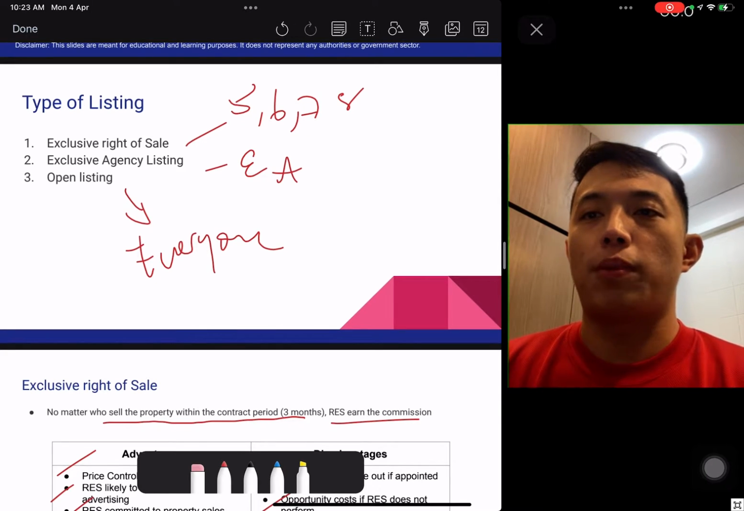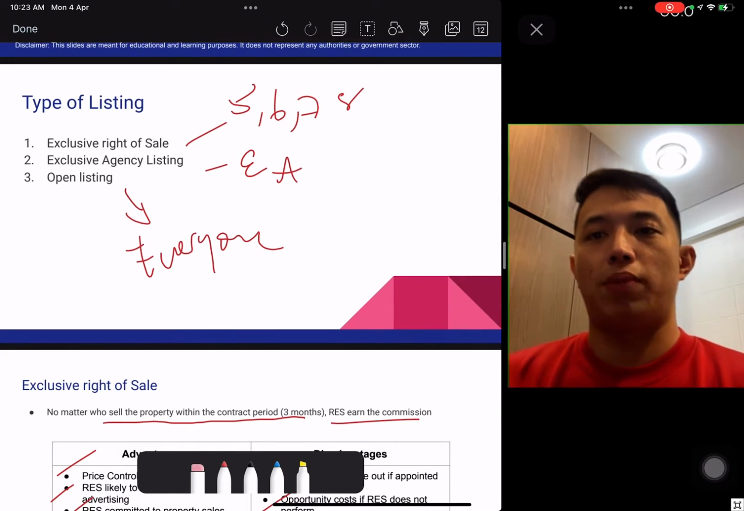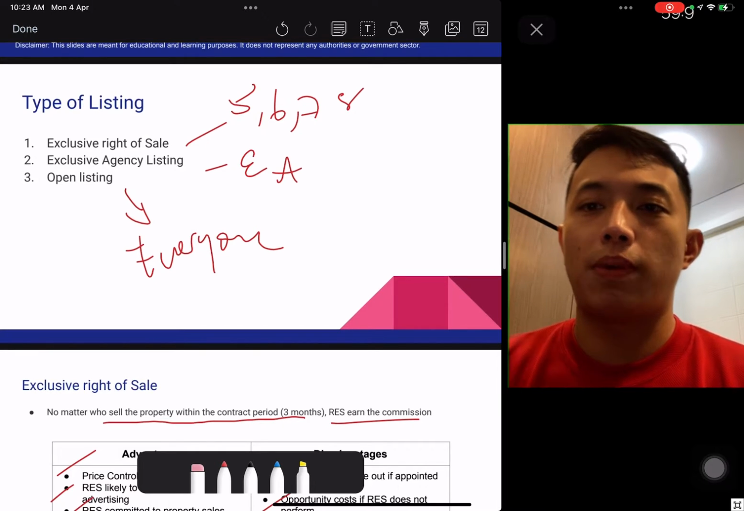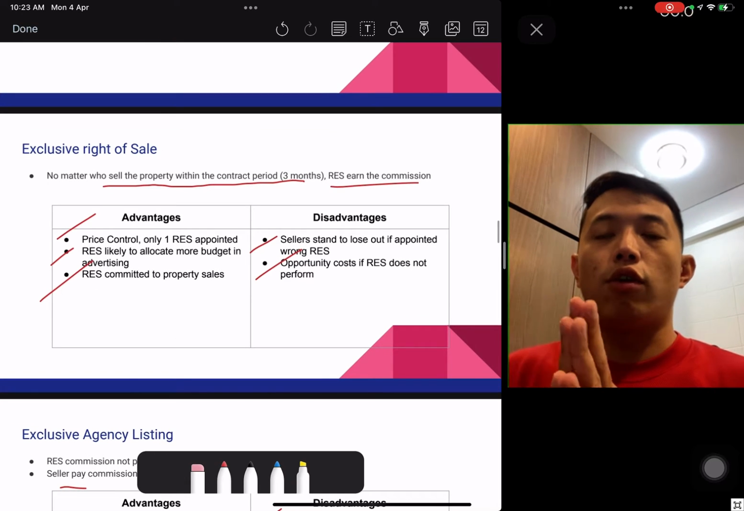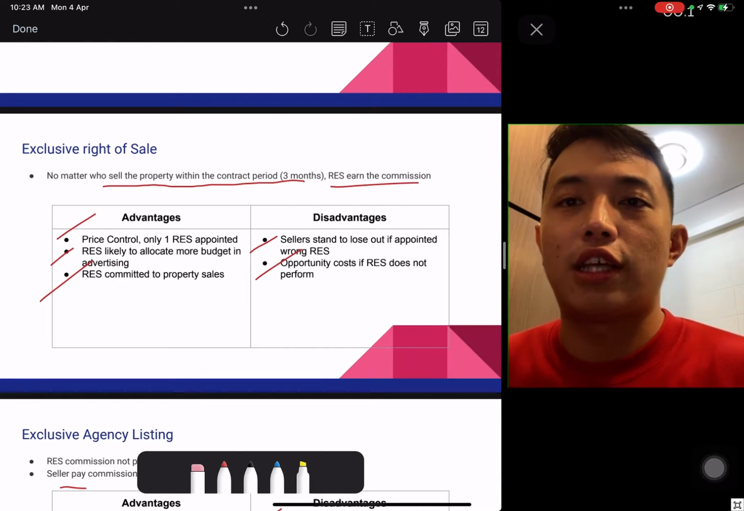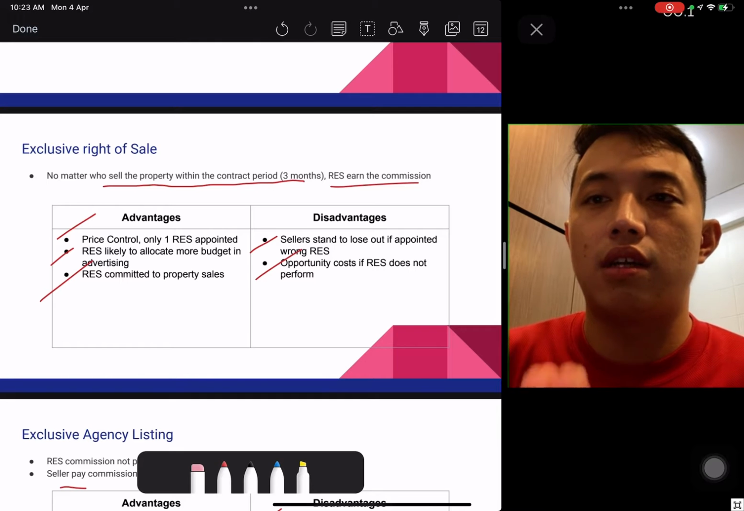So for the first one will be Form 5, 6, 7, 8. For the second one will be an EA listing, and the last one will be open listing, where everyone can do it. So do take note of the advantages and disadvantages of every single listing type.